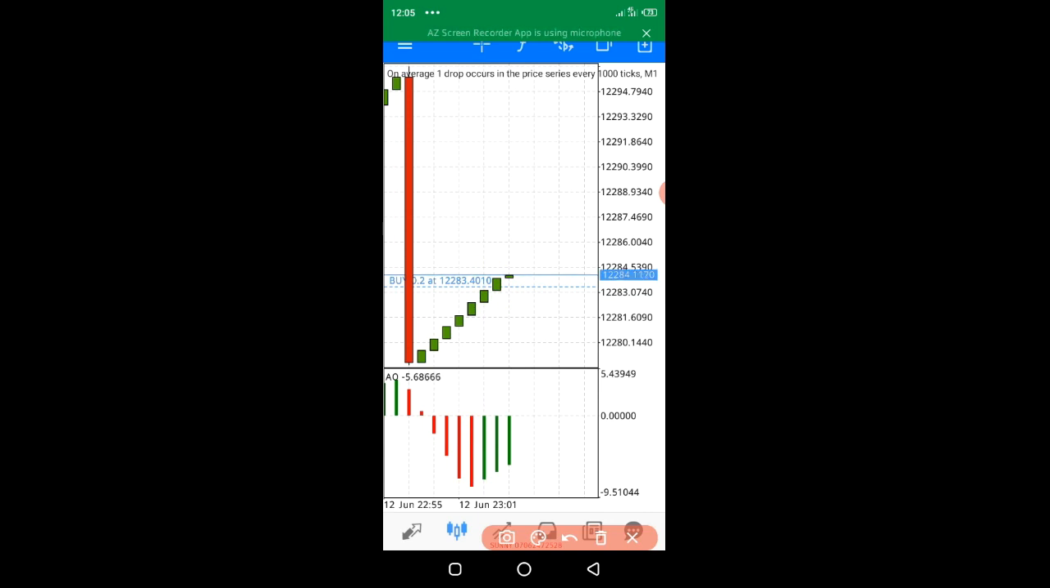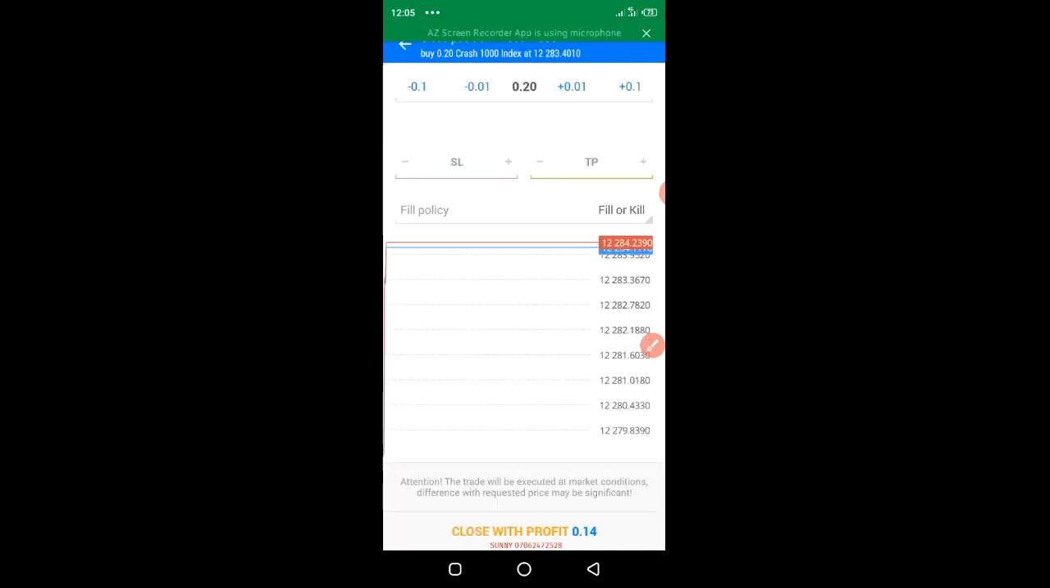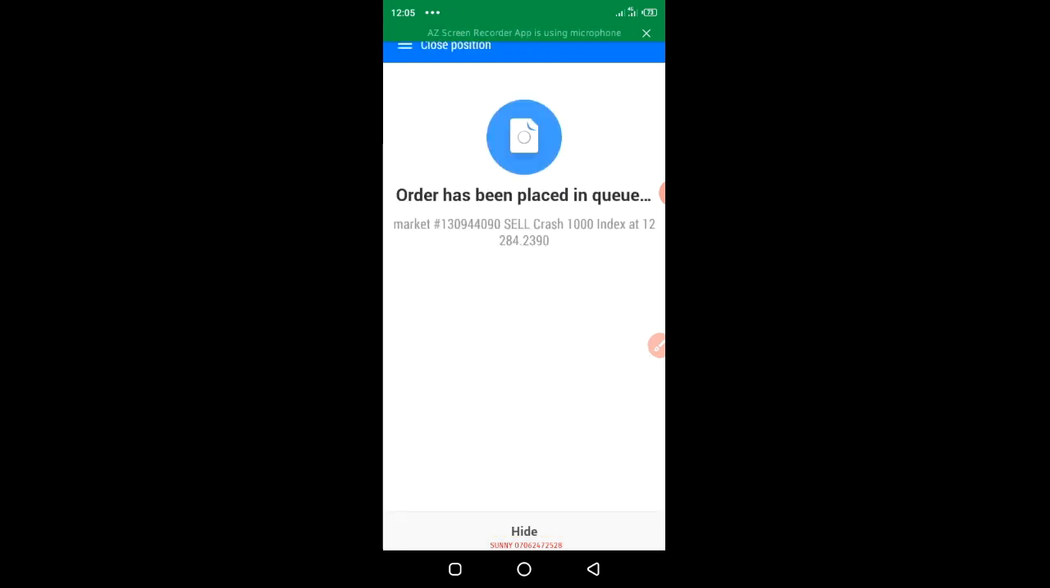Now it has entered the 3rd candle, so I'm going to close the market. I'm not supposed to take money for the 3rd candle. I'll close the market with a profit.